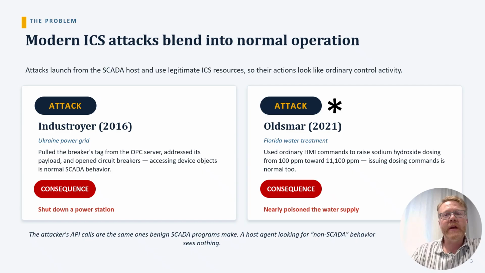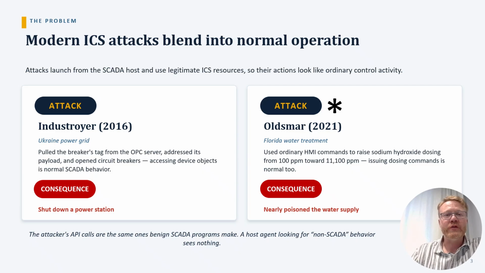The key point in both cases is the malicious actions, accessing the OPC device objects in the Ukraine attack, and sending dosing commands at a water plant, are things that a normal SCADA system does every day. So there's no obvious bad API to catch.